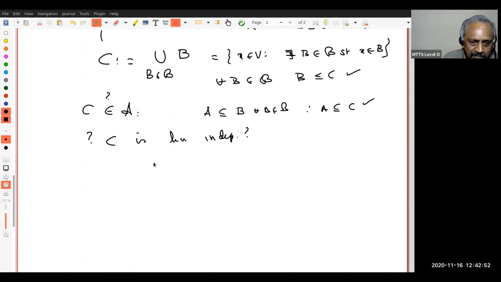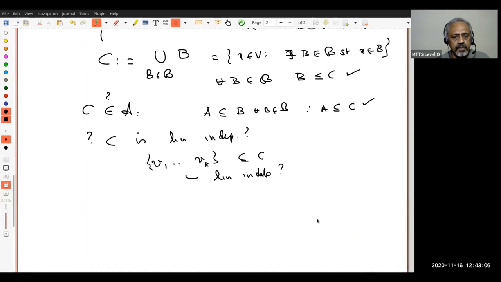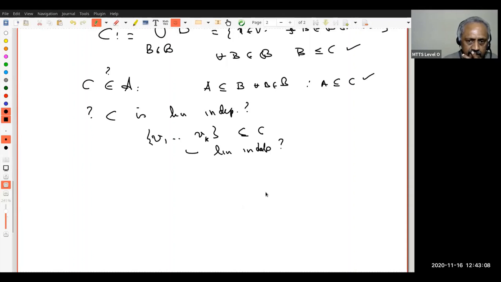Okay. You give me any finite set V1, V2, ..., Vk in C. Then I have to say this finite set is linearly independent. This is what I have to prove. Now how do I prove that? Don't think of C1 V1 plus C2 V2 plus ... plus Ck Vk equal to 0 implies all C1, C2, ..., Ck are 0. You don't need that. There is a much smarter way.